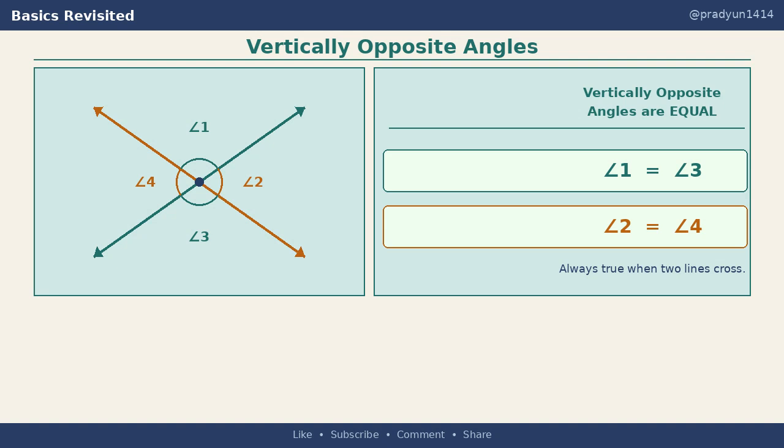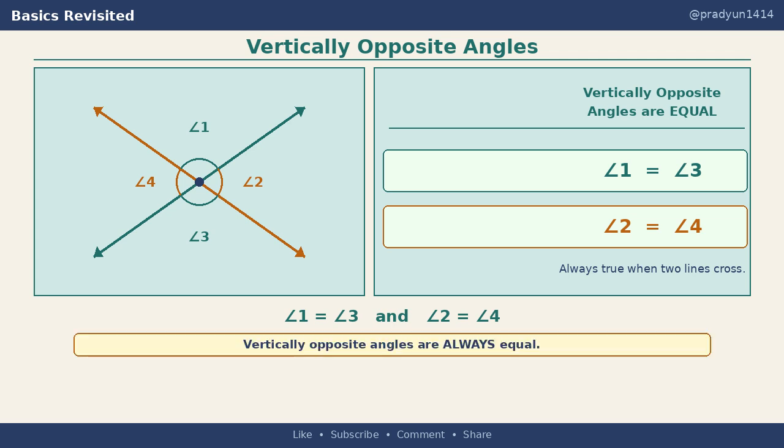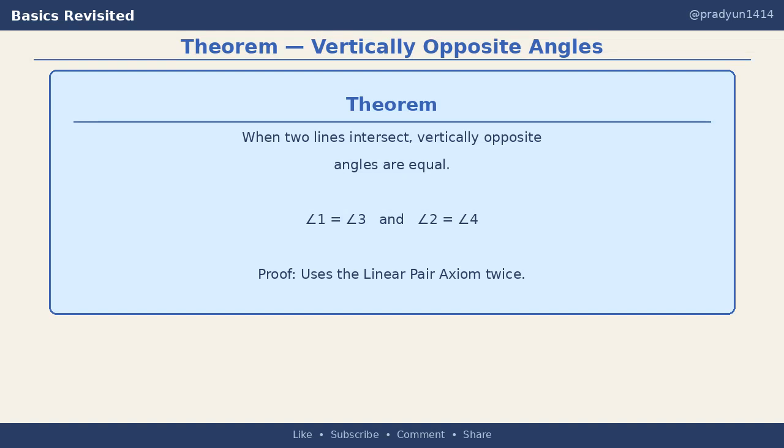When 2 lines cross, they form 2 pairs of vertically opposite angles. Vertically opposite angles are always equal. Angle 1 equals angle 3, and angle 2 equals angle 4. Theorem: vertically opposite angles are equal. This follows from the linear pair axiom. If 2 lines intersect, each pair of vertically opposite angles is equal.